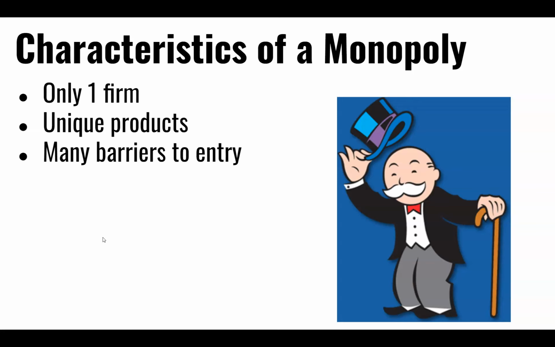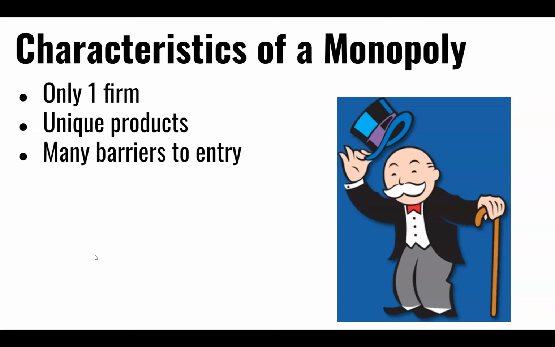So quickly, a reminder that monopoly is a market structure that has only one firm, and that firm is producing a unique product because no other firm is producing what they have. And that means that there are many barriers to entry, things that are stopping another firm from entering in. It could be a trademark or a copyright. Could be a patent. There is something keeping other firms from being able to do what this one firm is able to do.